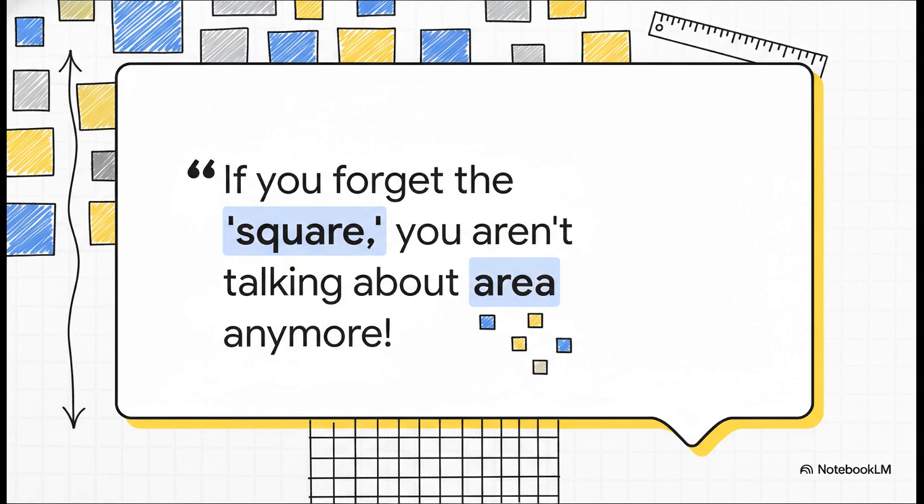And this is why it's such a big deal. You gotta remember this. If you forget the square, you aren't really talking about area anymore. Saying an area is 25 meters is just, well, it's wrong. That's a length. But 25 square meters, now you're correctly describing the amount of space. It's a tiny detail that changes literally everything.